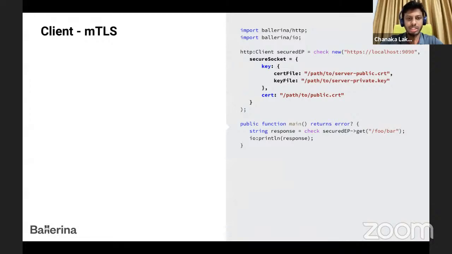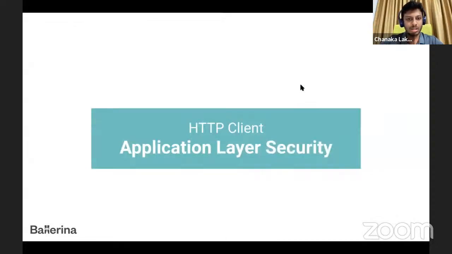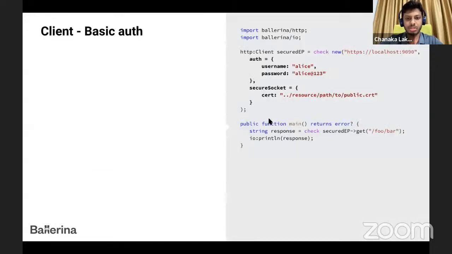Next, if we need to configure the HTTP client for mutual TLS, like MTLS, this is how we can do that. We have to configure the key and cert fields of the secure socket config. Now let's see how we can configure the application layer security for the HTTP client. Here we are going to secure the HTTP client with basic auth. What we have to do is configure the auth field of the client configuration with the required username and password.